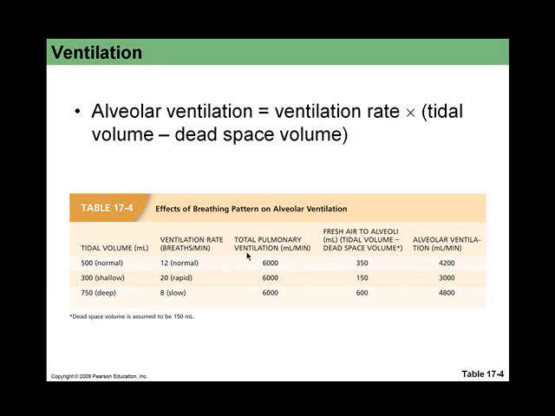So the total pulmonary ventilation in mLs per minute is 6,000. So it's 500 mLs times 12 per minute, and we get 6,000 mLs per minute. Then the fresh air to alveoli is 350. It's the tidal volume minus the dead space, so 500 minus 150. And then the alveolar ventilation is 4,200.